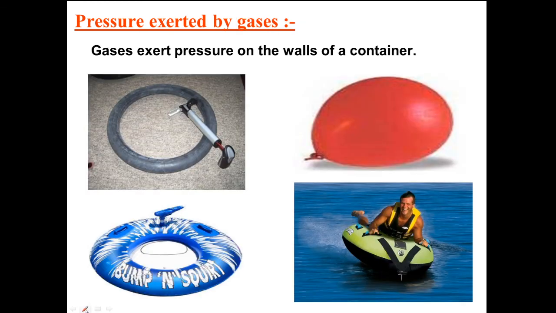Now let us see the pressure exerted by a gas. We pump air into our cycle tube. The reason is that the air exerts pressure so that our cycle tire will move. Inside, air is filled, and the tube becomes tight due to the pressure of air on the wall of the container.